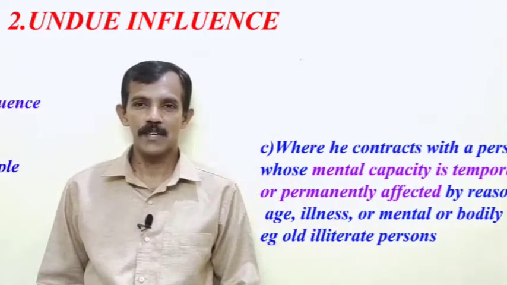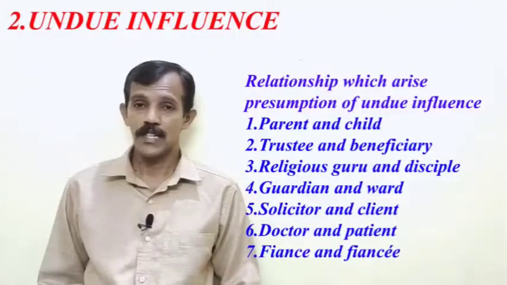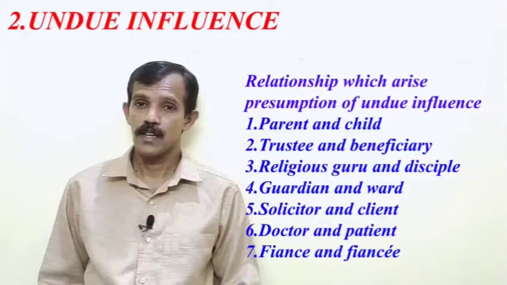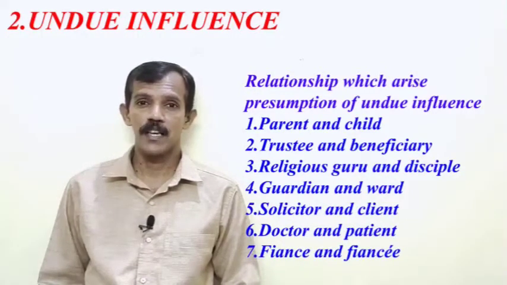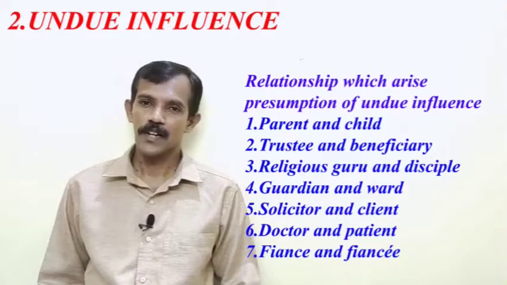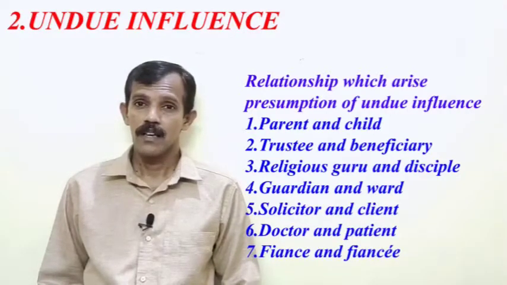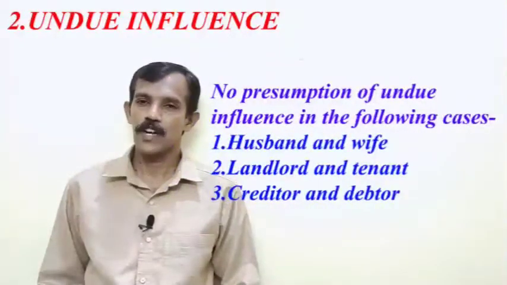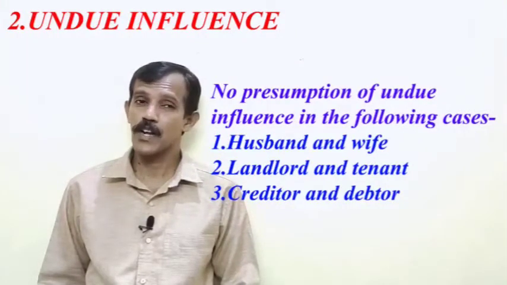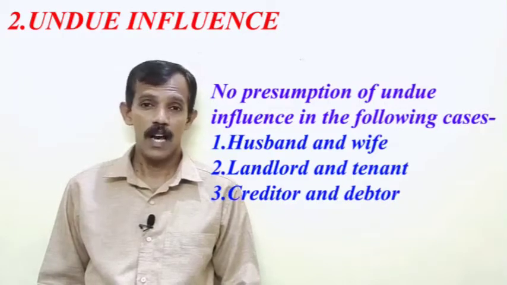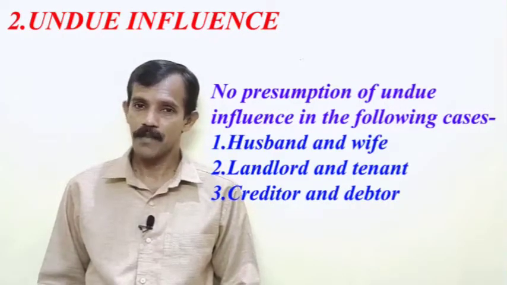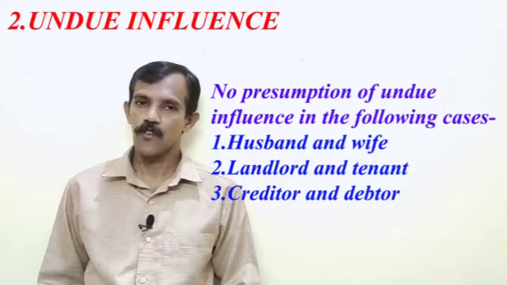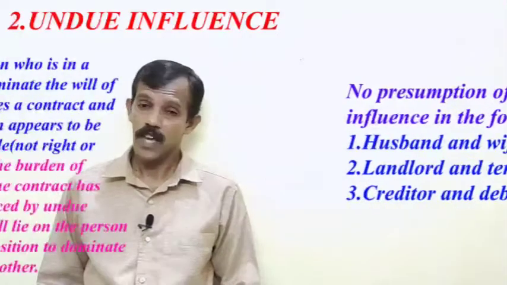Then we discuss relationships in which there arises a presumption of undue influence: parent and child, trustee and beneficiary, religious guru and disciple, guardian and ward, solicitor and client, doctor and patient, fiancé and fiancée. In all these cases, there is a presumption of undue influence. But there is no presumption of undue influence in the following cases: husband and wife, landlord and tenant, creditor and debtor. We have to note this point.